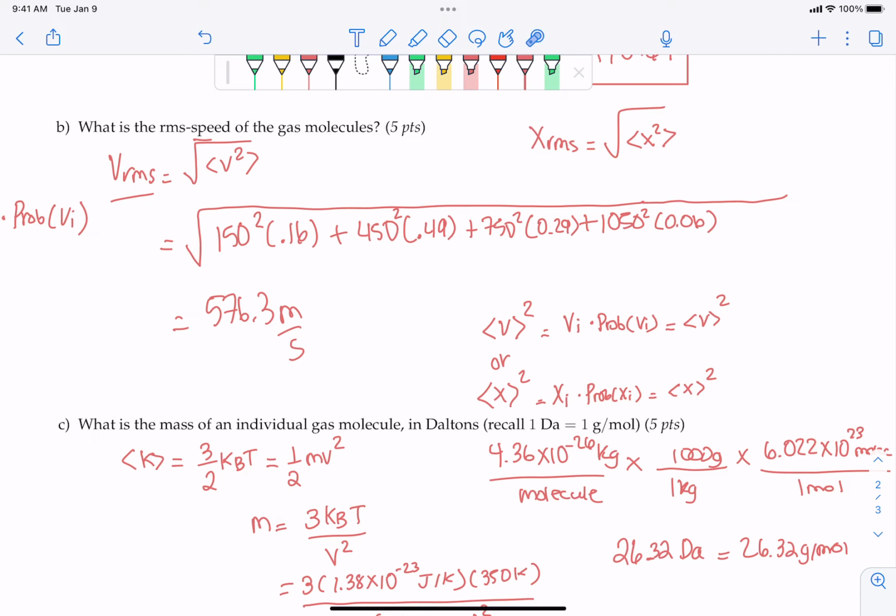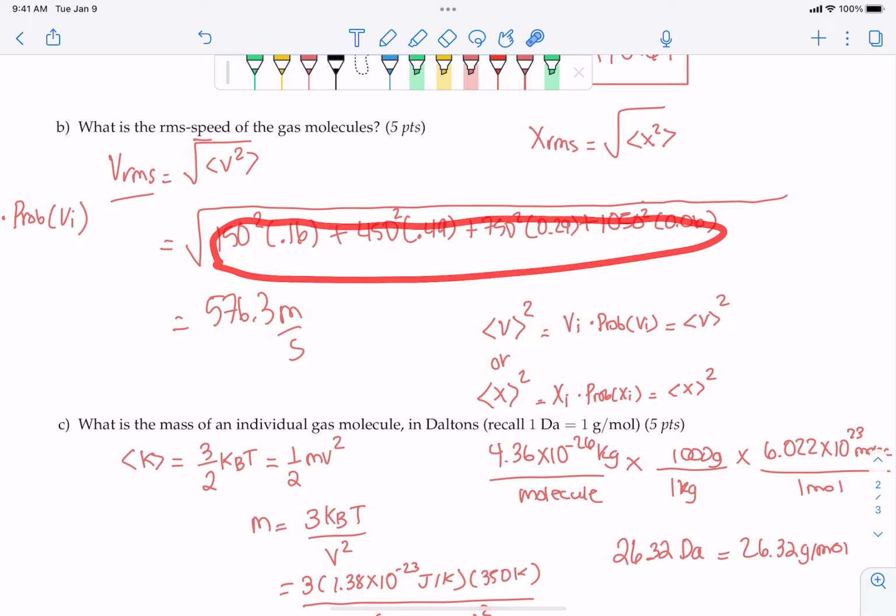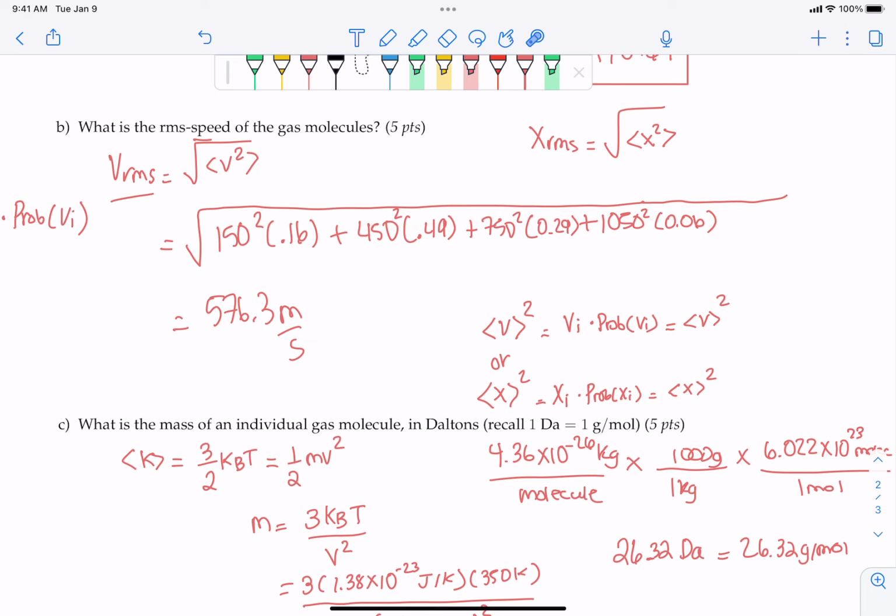So it'd be like saying I did this whole entire process here, not including the square root, by the way, just the interior here, which is just this, right? If this was like 150 meters, 450 meters, 750 meters, I'd remove all the exponents, do 150 times 0.16, 450 times 0.49, 750 times 0.29, add them all up, say I get like 400 meters per second or something, right? I'm just making stuff up. Then I would square the 400 at the very end to get this value, right?